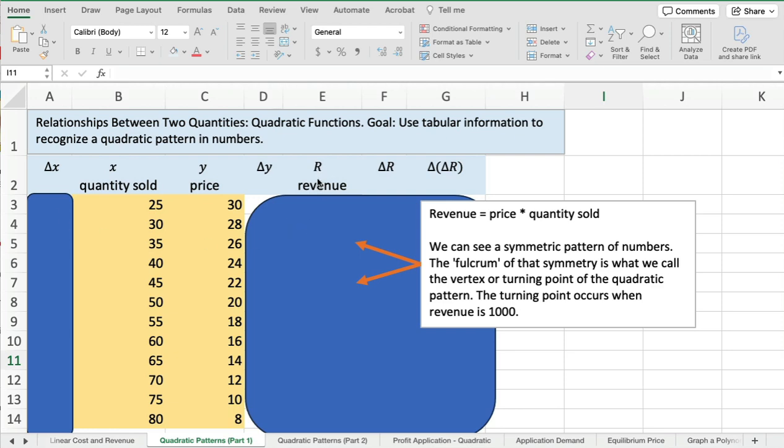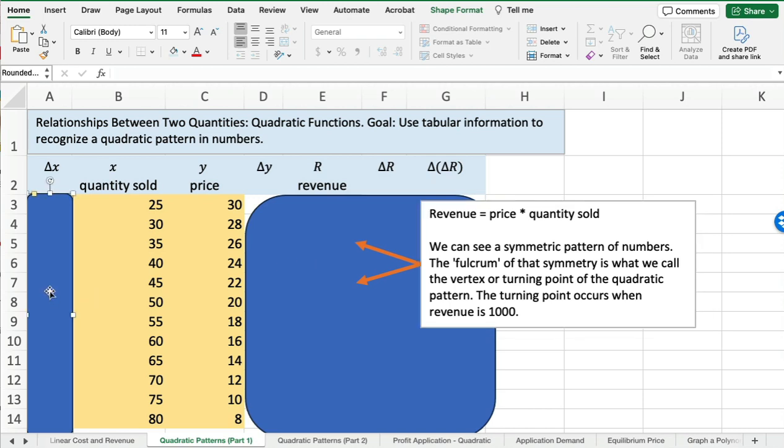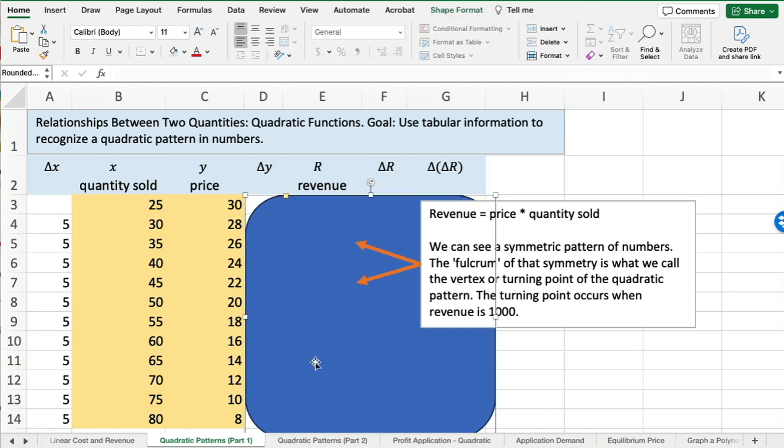And revenue, capital R revenue, is equal to price times quantity sold. So see if you can work that out. It's price times quantity sold. So see if you can figure that out on your own, what to put in column E. And then column F is the delta R. And then column G is a little tougher. You may not get that the first time around. That's okay, but I will be explaining it. So pause the video and go and see how much of this you can fill in, and then come back. So now that you're back, this is the big reveal.